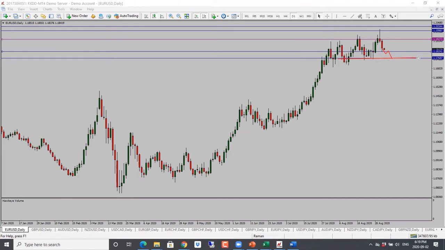1.1770 would be the target here. So bias is to the downside and looking for price to come back into this support level here.